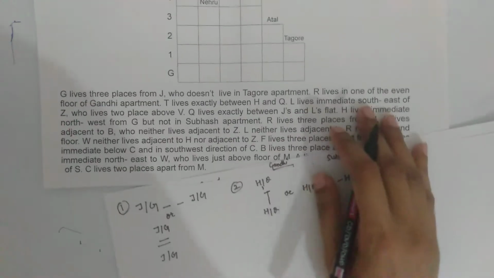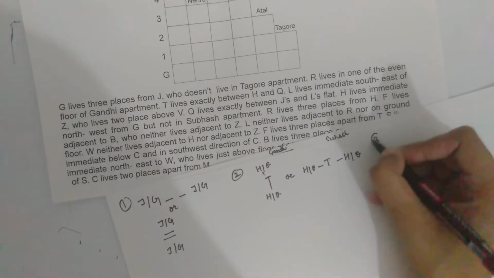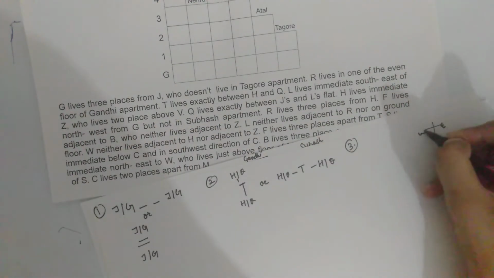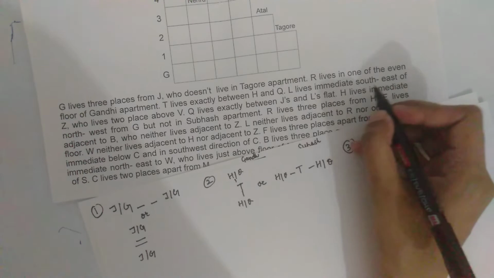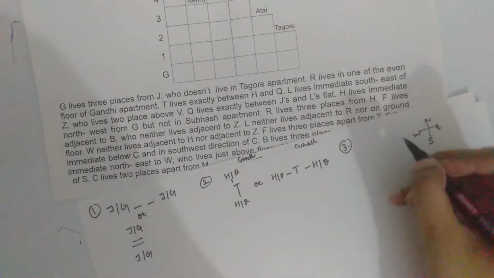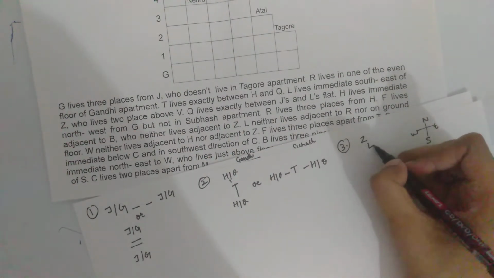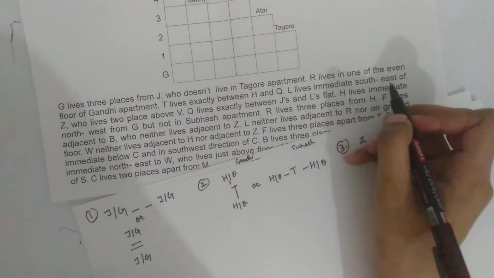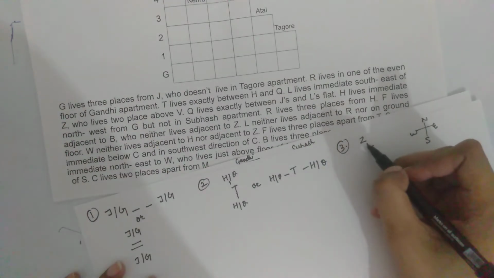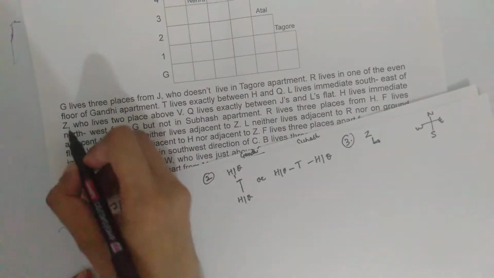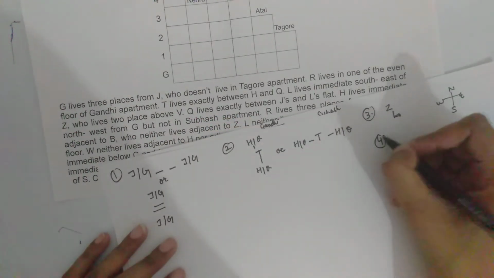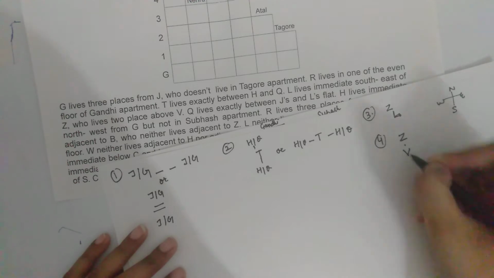Now see the next instruction. L lives immediate southeast of Z. If this is Z, L will be here. Immediate, the keyword is immediate. If Z is here, then L will be here only. Z lives 2 places above V. It means Z, one space, then V.